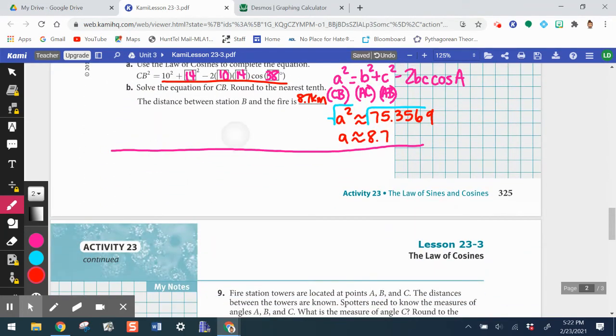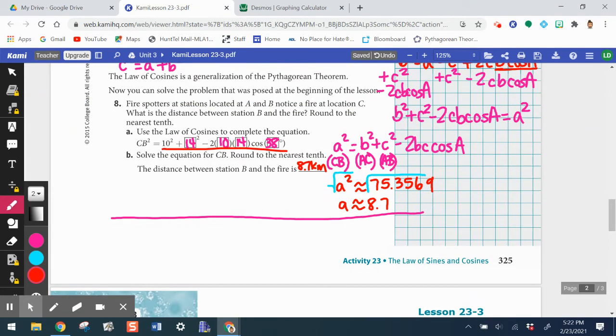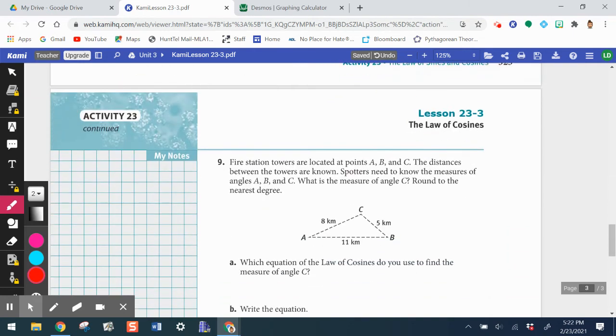So when you're deciding between law of sines or law of cosines, it all depends on what you're given. Now let's take a look at item 9.